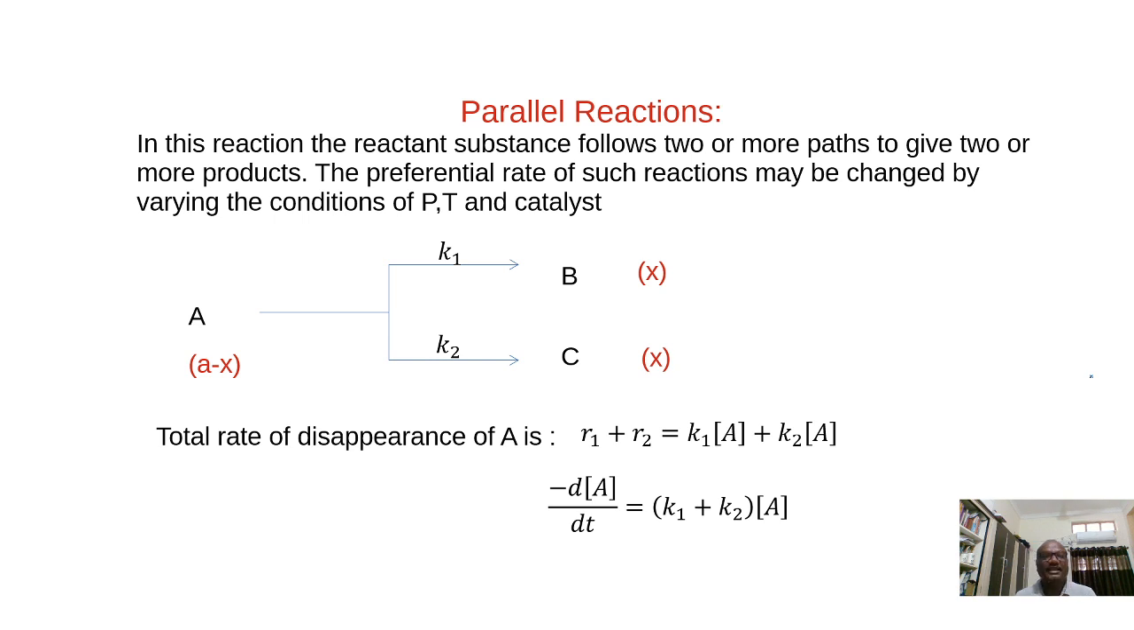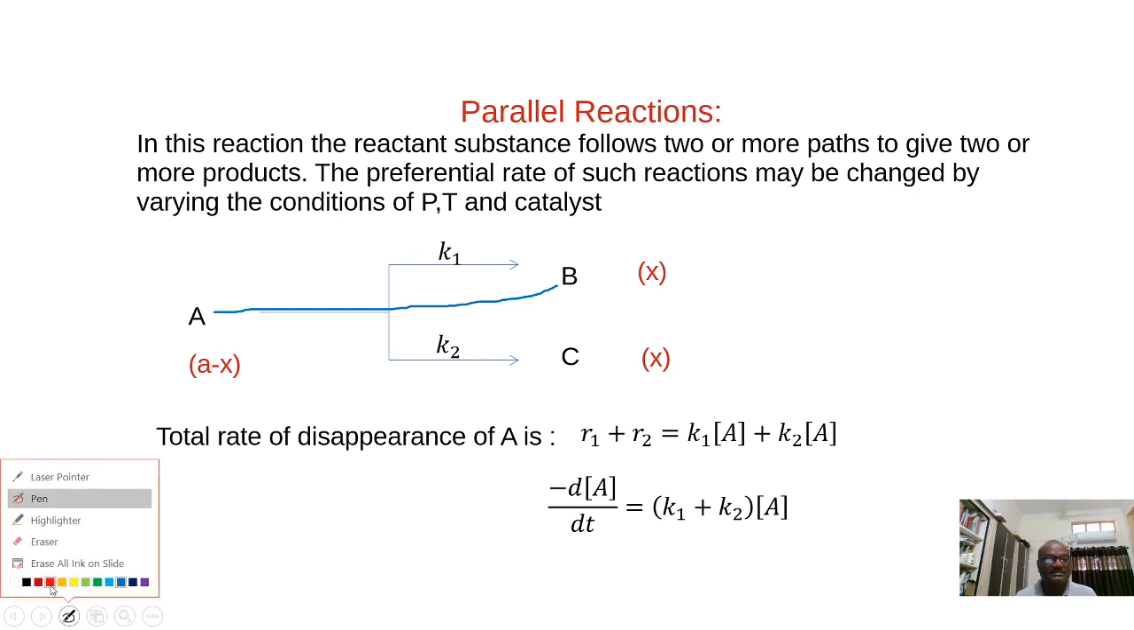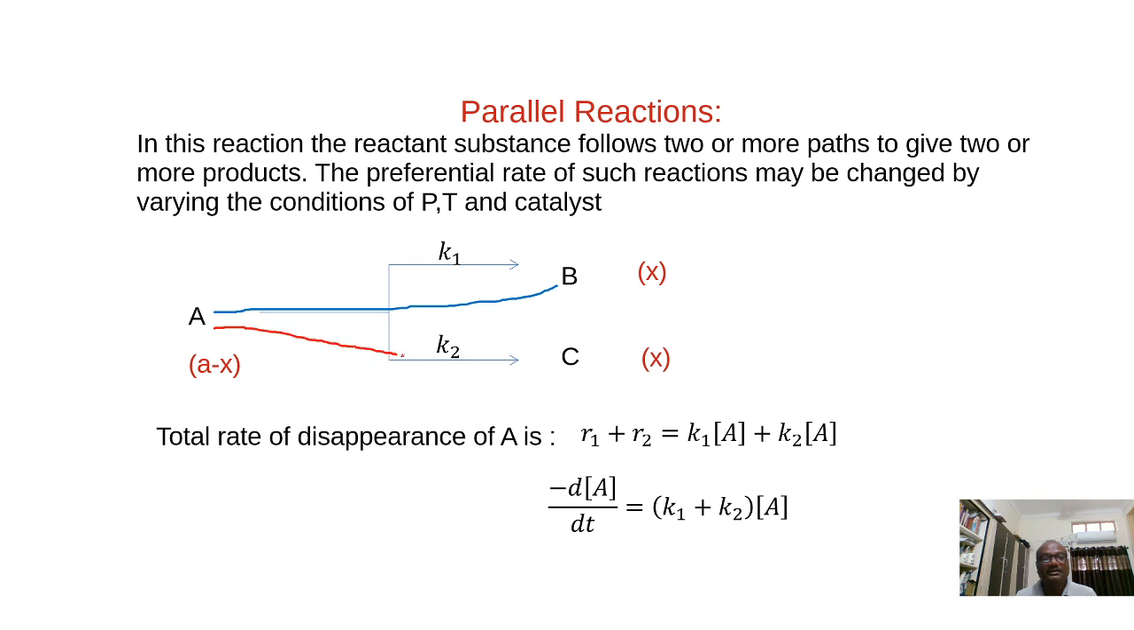For example, A is a reactant. A simultaneously forms two products in different reactions. One is A gives B, the first reaction. In the same way, the second is A gives C. When A is converted into B, what is the rate constant? It is K1. When A is converted into C, the rate constant is K2. There are two rate constants, K1 and K2.